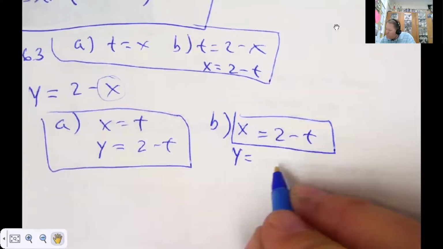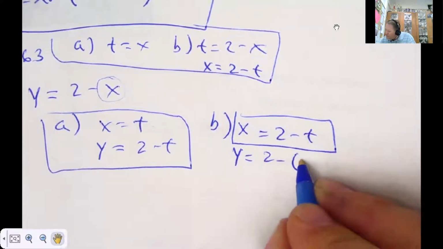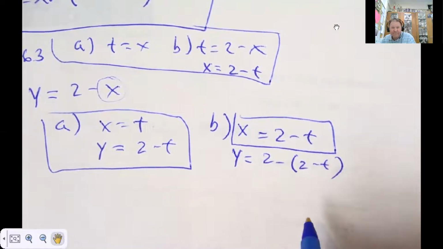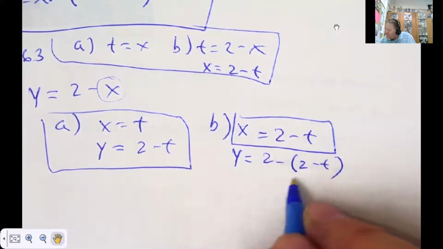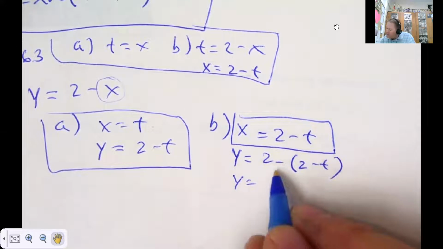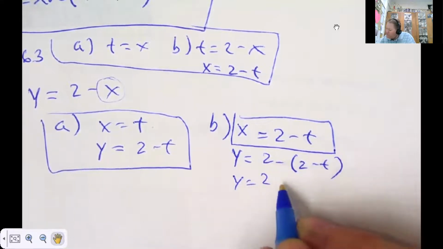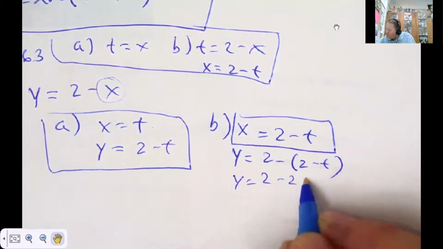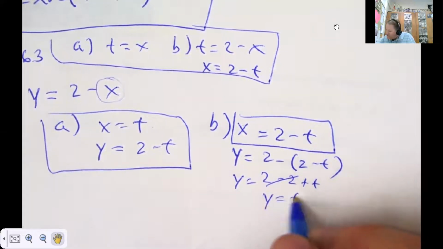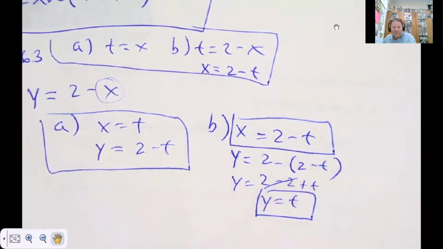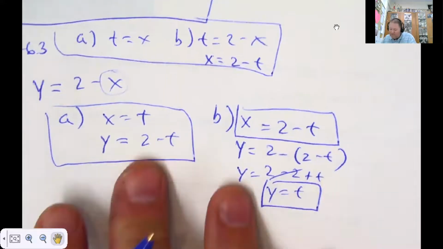And this is going to be y equals 2 minus the quantity 2 minus t. Holy smokes. Okay, let's just do it. It's going to be 2 and then distribute the negative sign. This will be negative 2 plus t, and then the 2's cancel. And you just get y equals t. So there's my set of parametric equations for those.